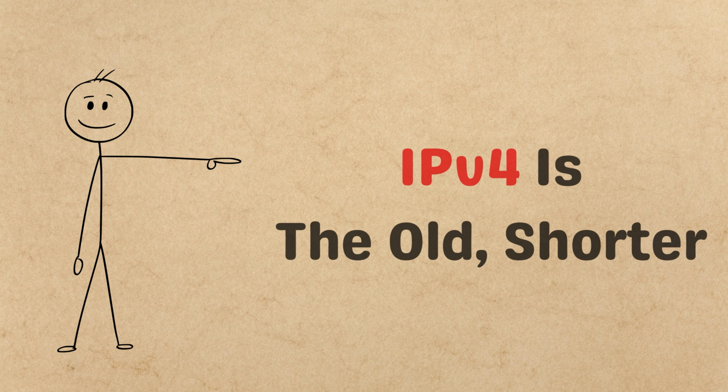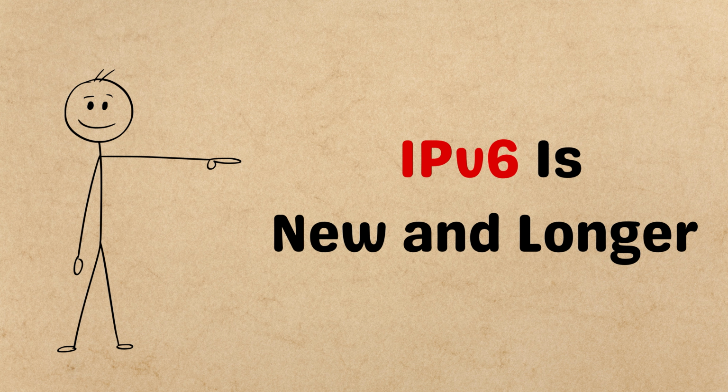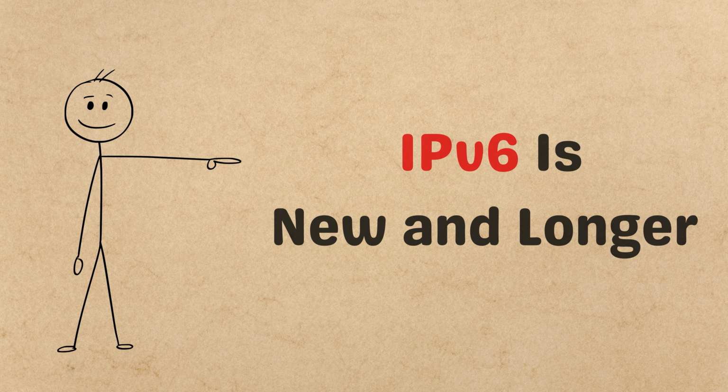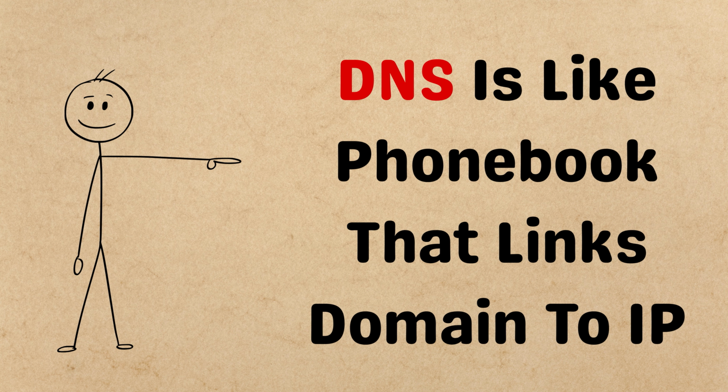So to summarize, IP is like the phone number. IPv4 is the old, shorter type of IP. IPv6 is the new, longer type that gives us almost unlimited addresses. Domain is like a contact name. DNS is like the phone book that connects the two.